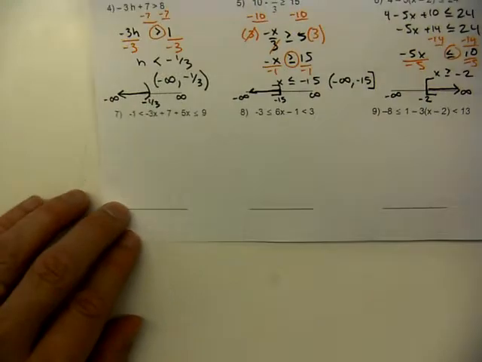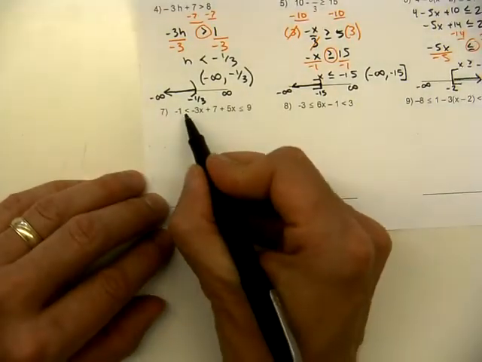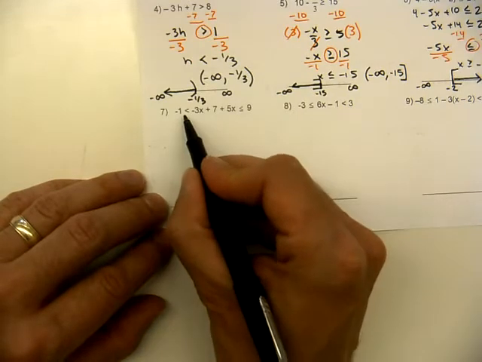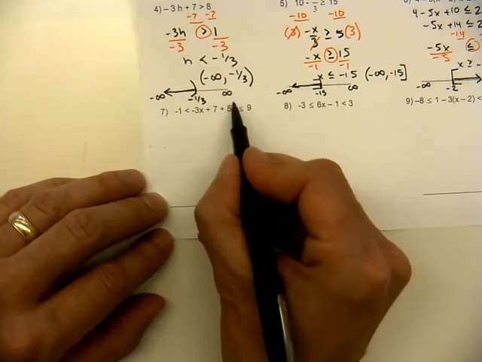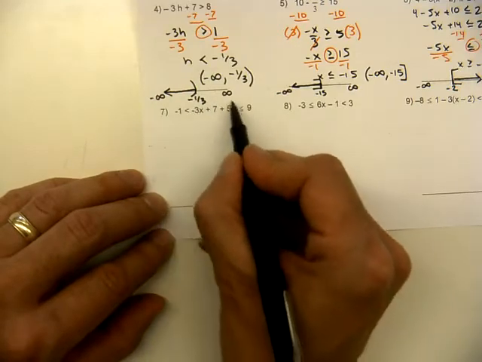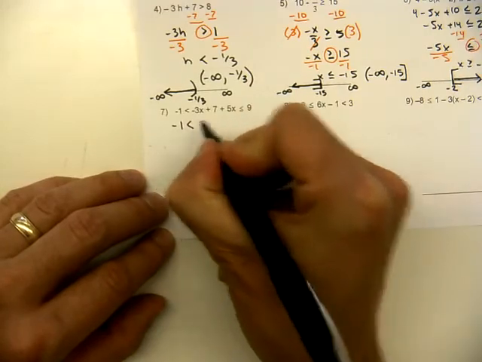All right, so let's do a couple more. Here's number 7. With this, we have a compound inequality. We have 2 of those inequality symbols. And so we need to start off by combining like terms in the middle. And we'll do that with the terms of x.